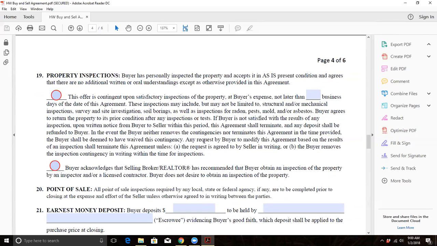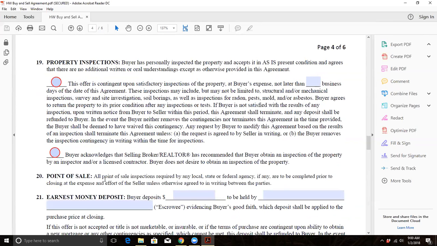What about well, water, and septic if it's required, and who pays for it? We have that below here under point of sale. And the seller, otherwise. Yes. Okay, thank you. You're welcome.